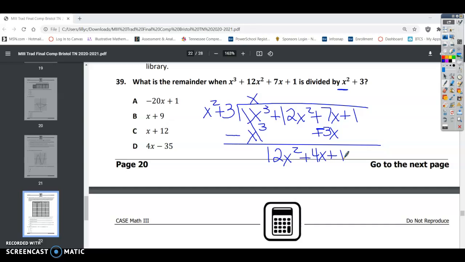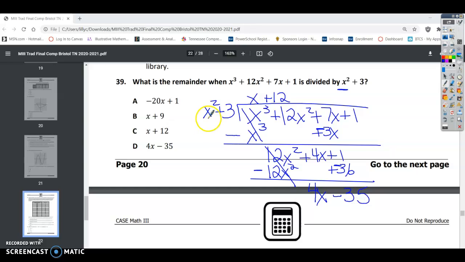And then start over. So x squared goes into 12x squared how many times? That would be plus 12. 12 times x squared is 12x squared, that's what we want. And then 12 times 3 is 36. Skip the linear term and let's put that under the 1. So we're going to subtract all the way across. This will cancel. 4x. 1 minus 36, or 1 plus negative 36, is negative 35.